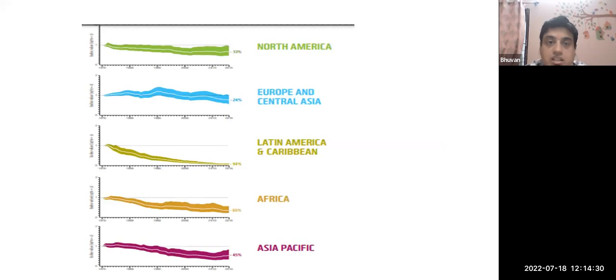Here is a comparative chart that shows how much decrease in the number of vertebrate species has been observed across the various subregions of the world. In North America, a 33% decline has been observed. In Europe and Central Asia, a 24% decline. As I discussed, in Latin America and the Caribbean, a 94% decline. In Africa it was 65%, and in Asia Pacific, which includes India, it is a 45% decline compared from the 1970s till 2016. This is the data given by the Living Planet Index report of 2020.